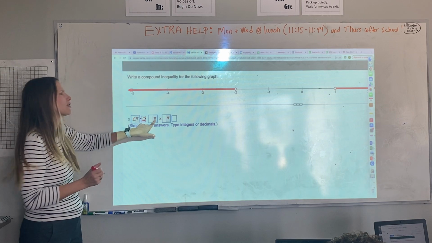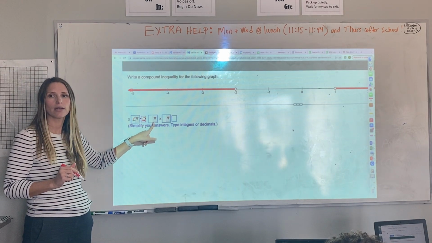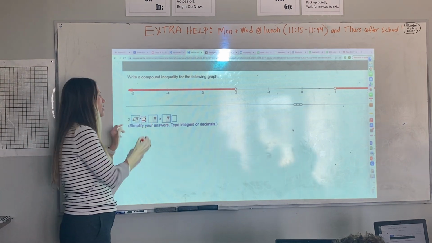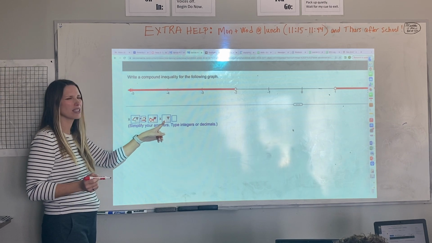I was trying to remember what this drop down was. It's the and or the or. Is it going to be and or or? Or, because it's separated. Yep, because they're in different directions. So this would be or. That's the part I got wrong. I know that's a tricky part.